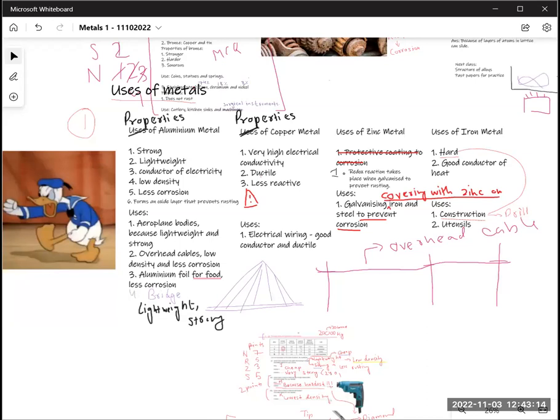Okay, do one thing, finish writing. You have to write the properties of zinc metal, properties of iron metal as well. Don't wait for me to tell you. Now I'll tell you what an overhead cable looks like. I'll show it to you, all right?